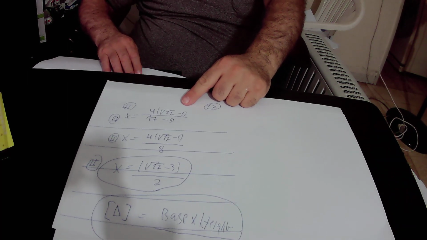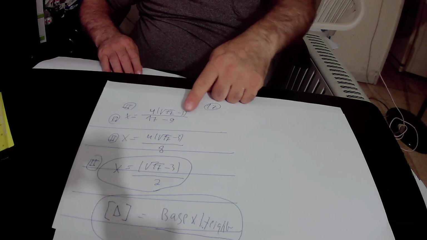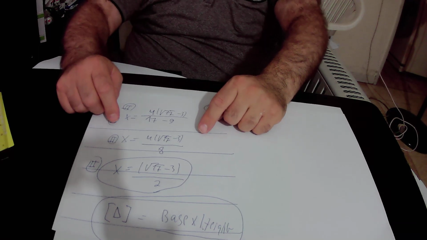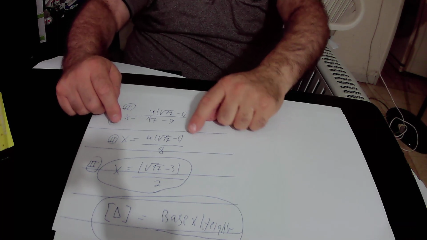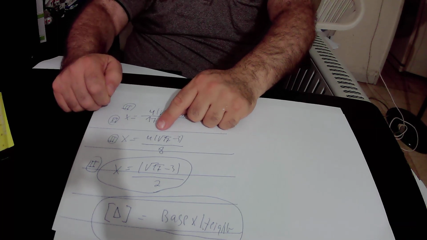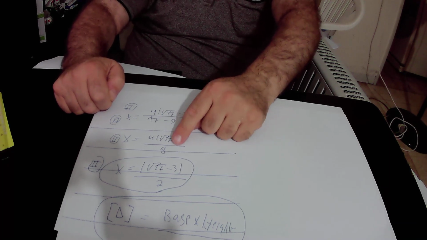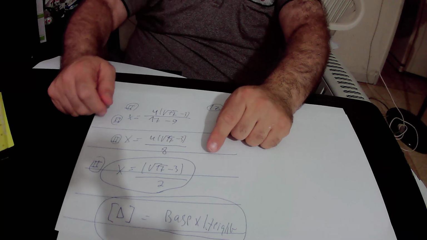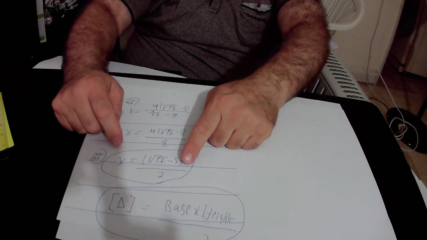It remains 4 times square root of 17 minus 3 over 17 minus 9 equals x. 17 minus 9 is 8. So in conclusion, x equals 4 times square root of 17 minus 3 over 8. We divided this side of equation number 2 by 4. 4 over 4 is 1 and 8 over 4 is 2. So in conclusion, x equals square root of 17 minus 3 over 2.